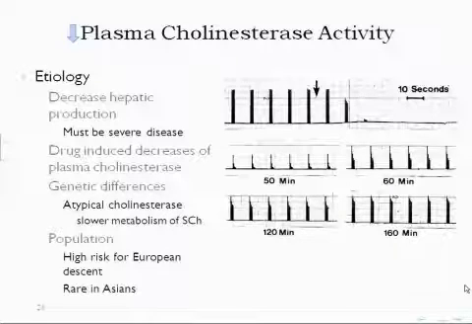Now, if you have decreases in plasma cholinesterase activity, it can be due to decreases in hepatic production. This usually is not seen until you have very, very severe disease. Okay? You can see also things that will cause it by drugs. Drugs can actually affect plasma cholinesterases. And also there's genetic differences that you'll see, which we'll talk about, which are the atypical cholinesterases. And the population that you see this in is usually in the European population. You tend to see this very rarely in Asiatics and African Americans.